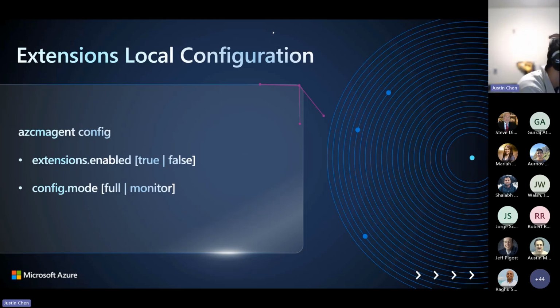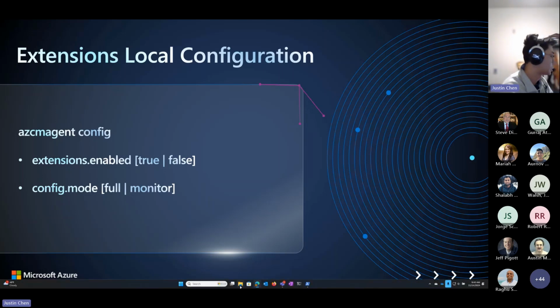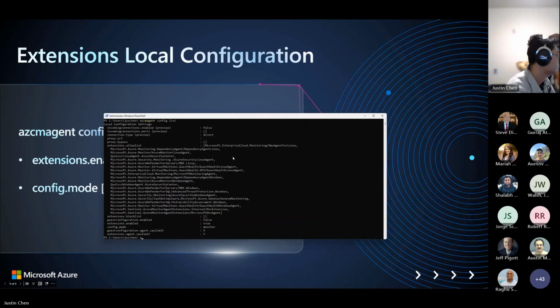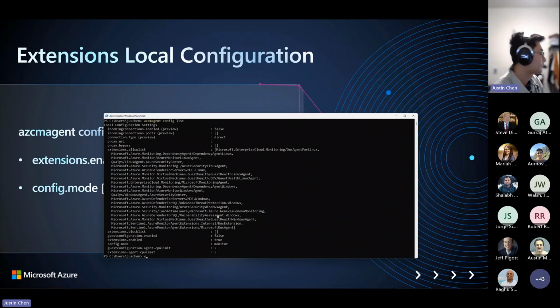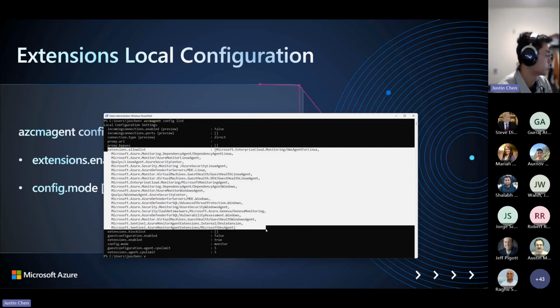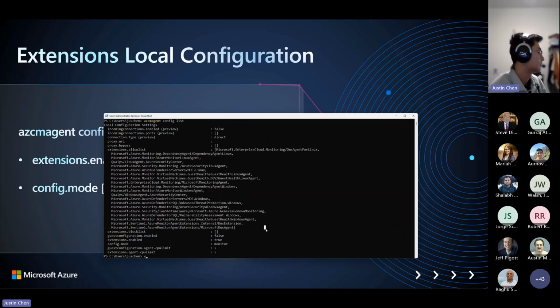Don't really quite have a demo, but I can show the list of properties that are set with this config command. So here I have set config mode to monitor. And these are the extensions that we allow in monitor mode. And if you try on the portal or via Az PowerShell or Az CLI to install any other extensions, those requests will fail. That's all I have for now. Thank you.